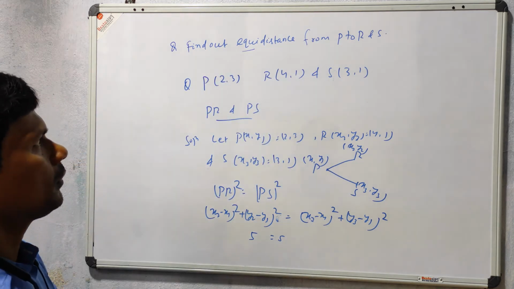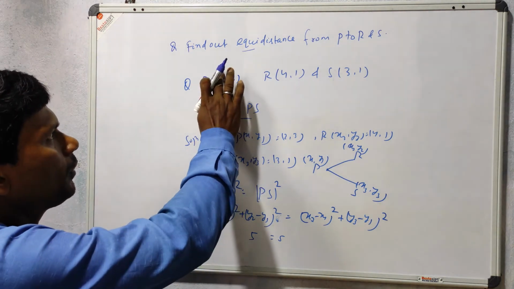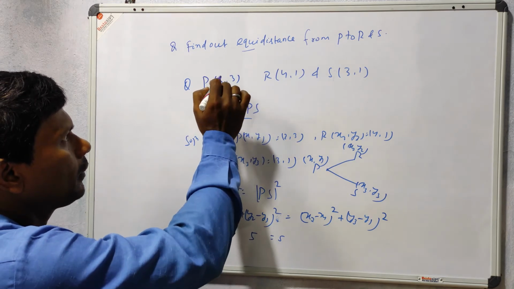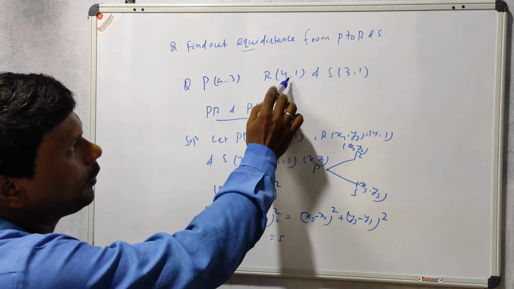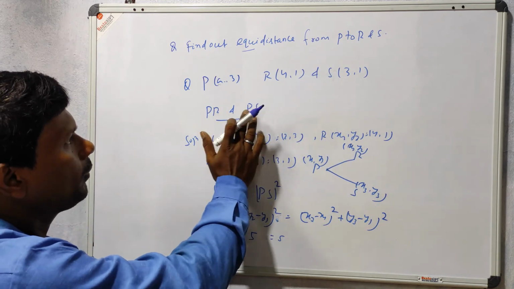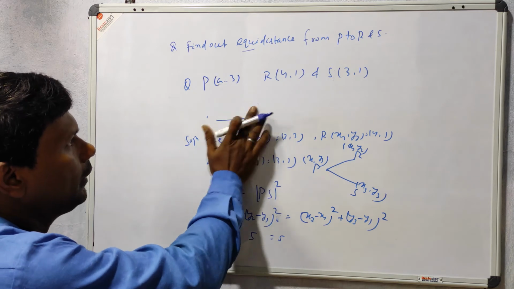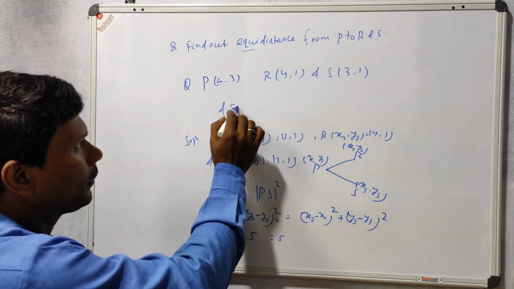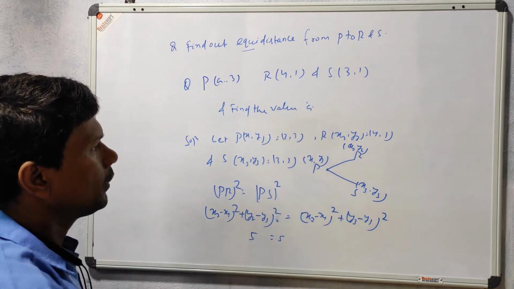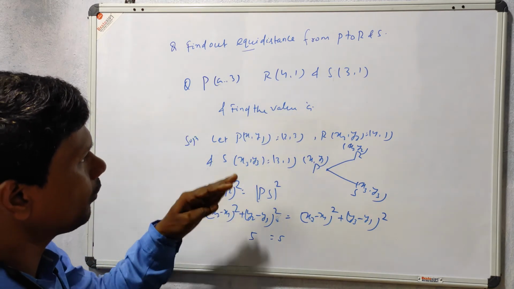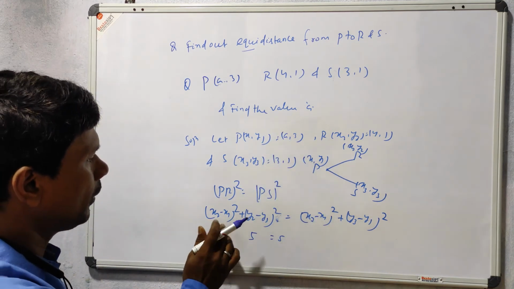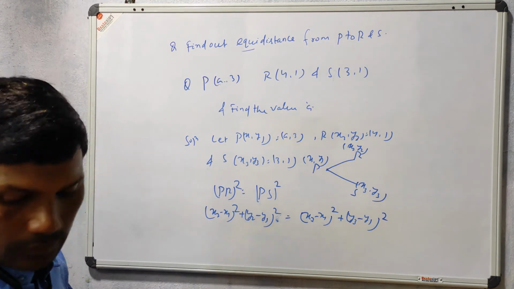Some questions arise like this. Suppose the P point is given as (a, 2), R is the coordinate point 4, 1, and S is 3, 1. What is the distance from P to R and P to S, and find the value of a. Same problem, we only have to change this a. So put in the formula, then we find the value of a.